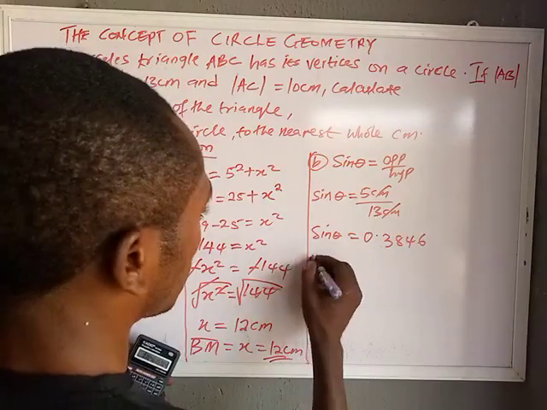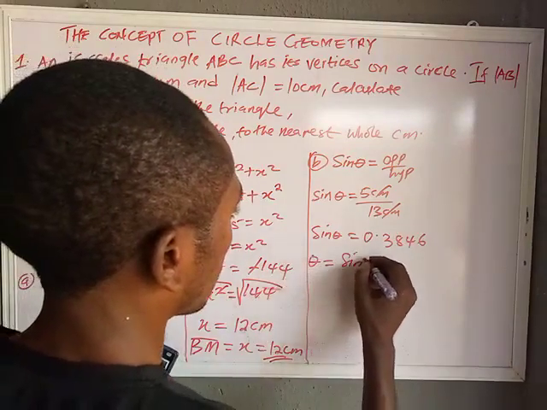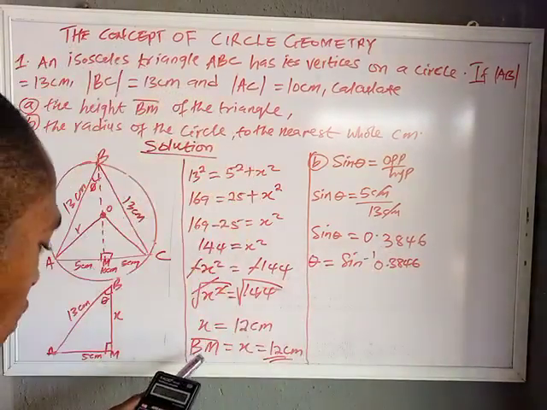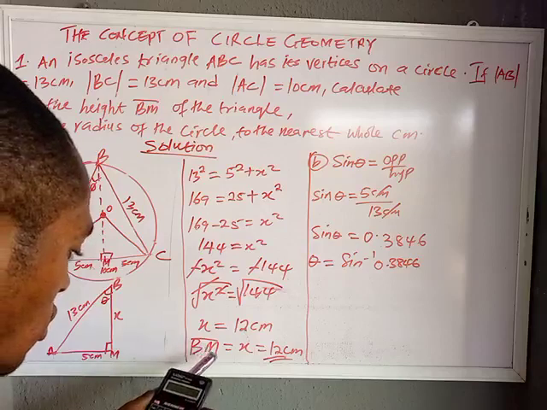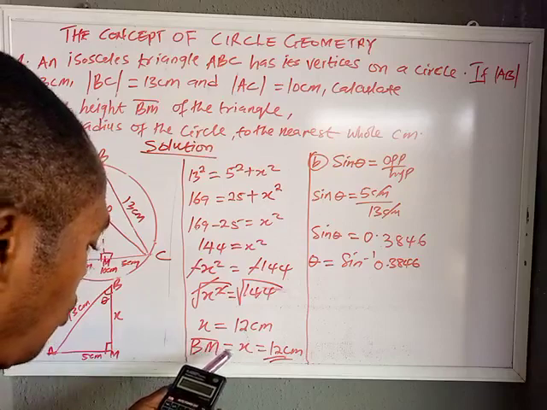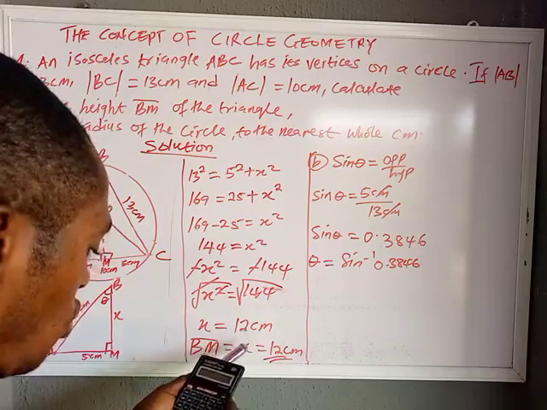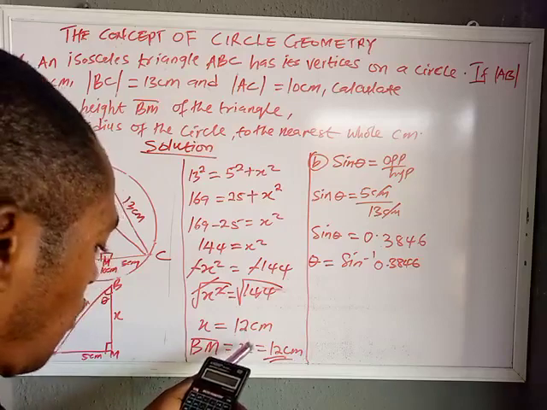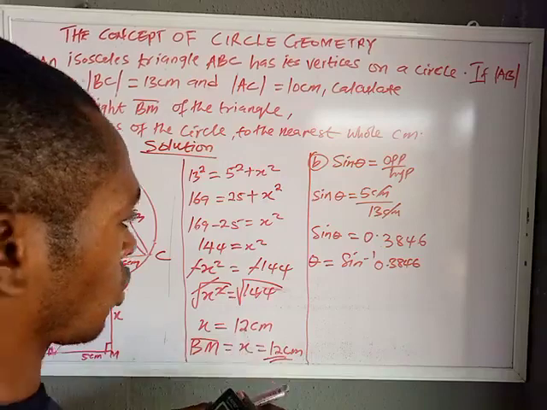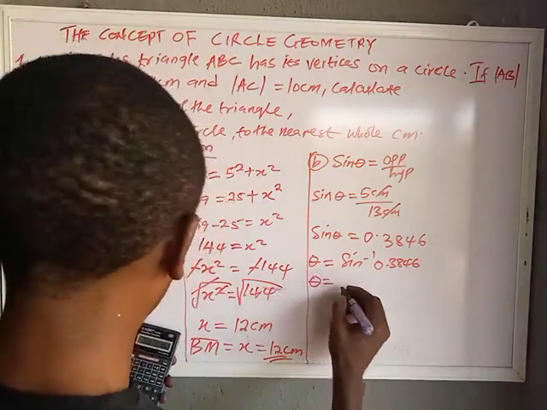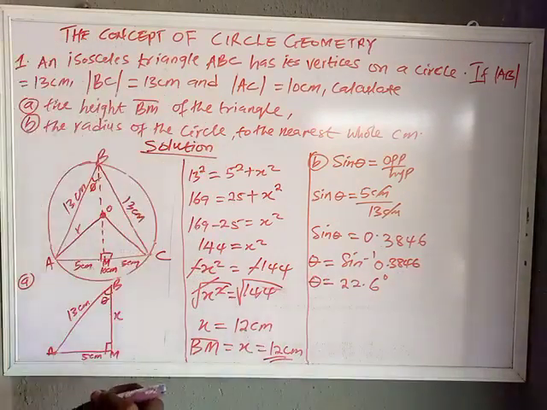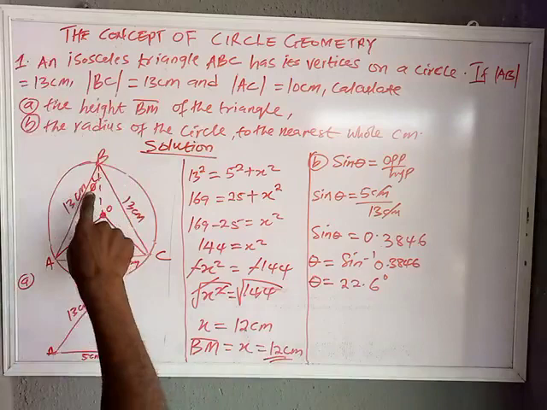Now the next one is theta equals sine inverse of this 0.3846. Now the sine inverse of this 0.3846 is going to give you theta as 22.6 degrees.